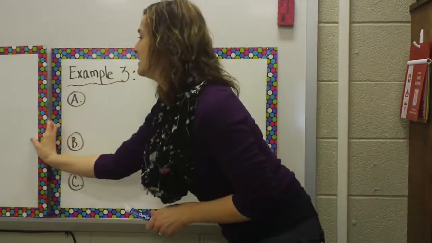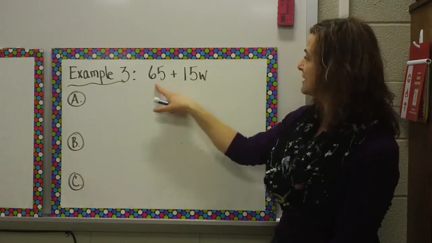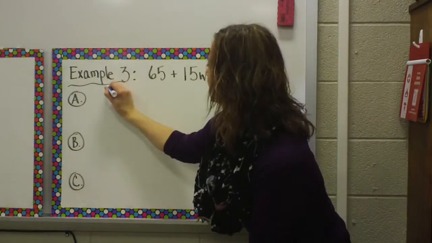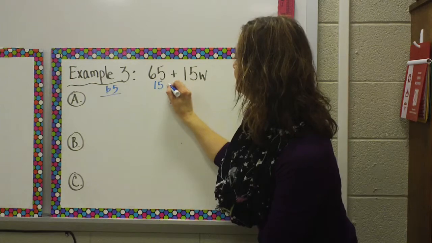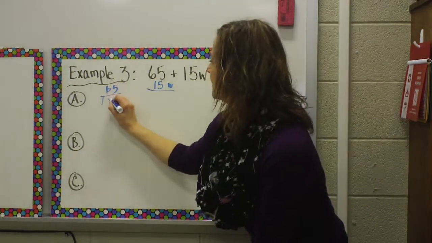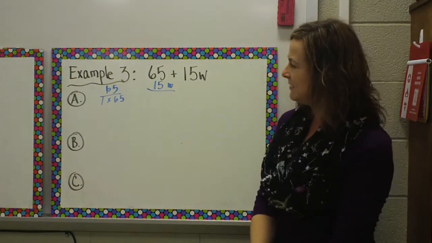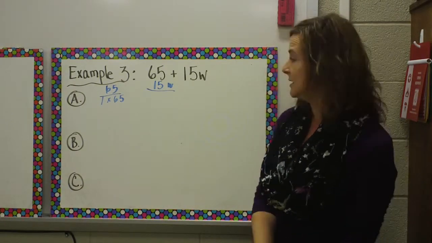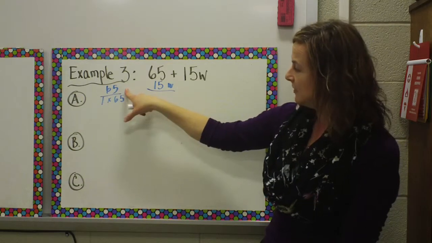Let's take a look at our last example. In our last example, our expression is 65 plus 15w. So I'm going to factor out 65, and I'm going to factor out 15. I'm going to put my w there to help me remember. Well, I know 1 times 65. Now, 65 isn't a product that we usually have our factors memorized, so I'm going to go through what I know. I know 2 won't work because it's not even.